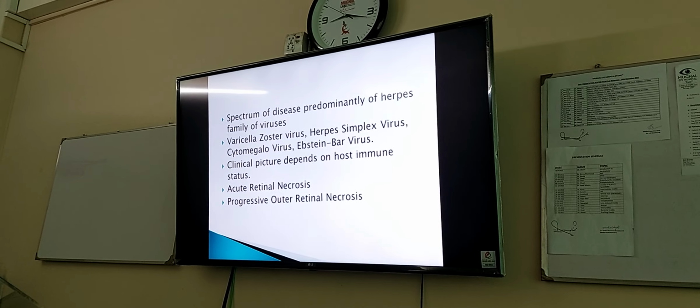Coming to the treatment, for both varieties it is topical steroids and topical cycloplegic in combination with oral acyclovir. The dose between the two varieties is different. In herpes simplex, it's 400 milligram 5 times a day for 5 to 10 days, and in zoster, the dose is increased to 800 milligram twice a day for 7 to 14 days. The alternatives to acyclovir are famciclovir or valacyclovir.